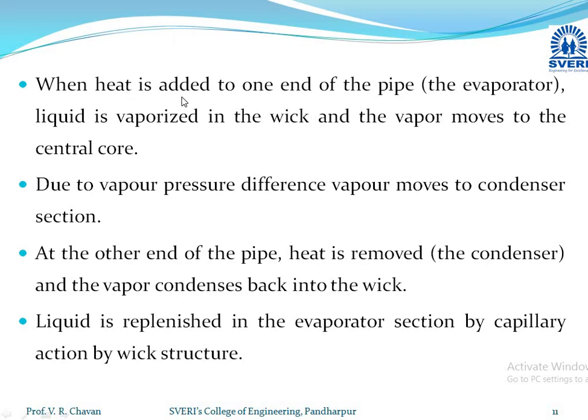When heat is added to one end of the pipe, that is in the evaporator, the liquid is vaporized in the wick and the vapor moves to the central core. Due to the vapor pressure difference, vapor moves to the condenser section. At the other end of the pipe, the heat is removed, that is in the condenser section, and the vapor condenses back into the wick.